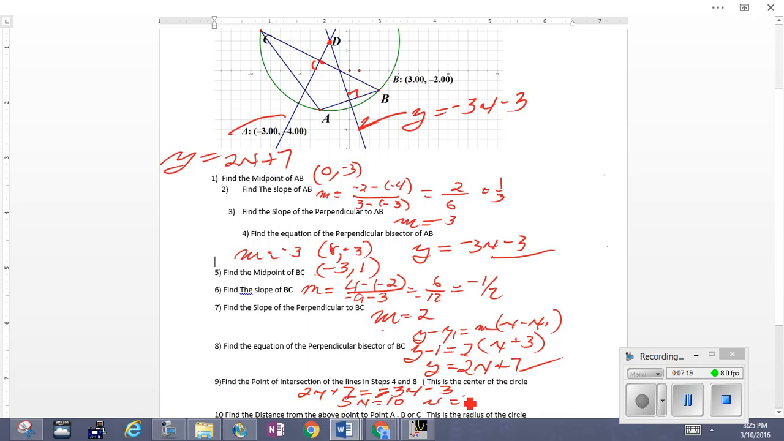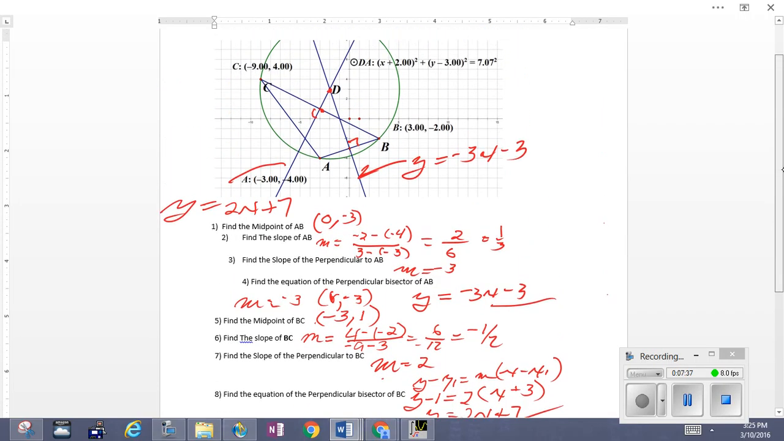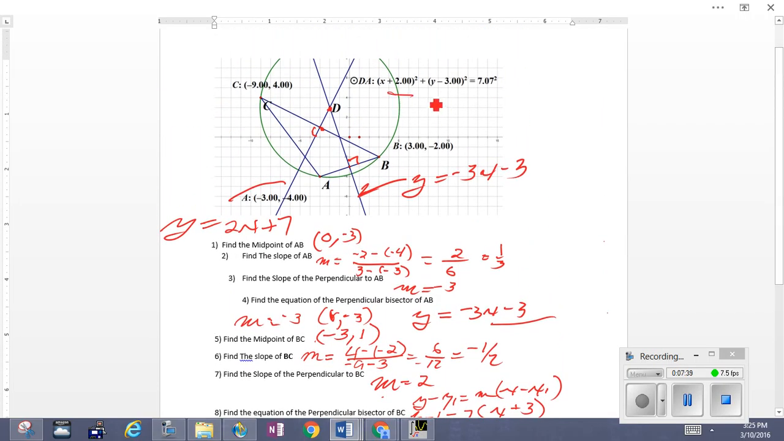So x is equal to negative 2, right? X is equal to negative 2, and y is equal to, Ryan, y is equal to 3, correct? Okay, when plugging that back in, that is the center of my circle. My center of my circle is negative 2, 3, and that's no doubt up here represented in my equation.